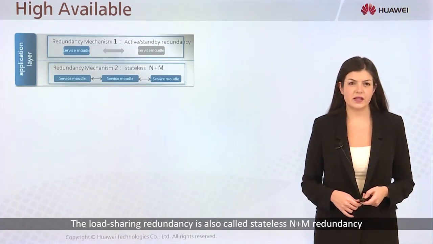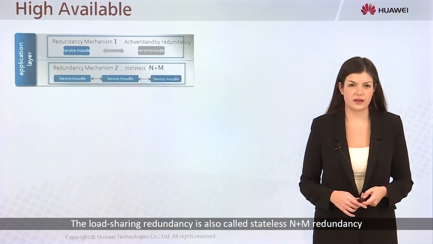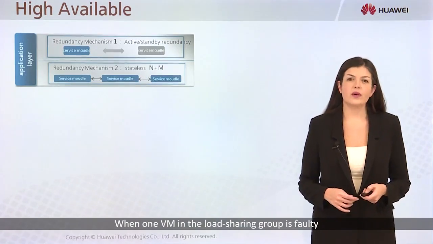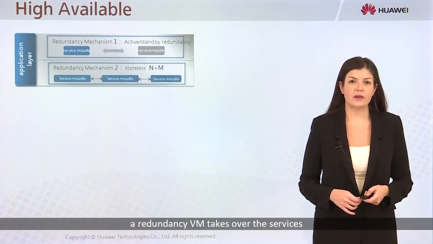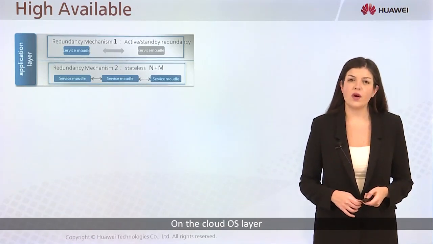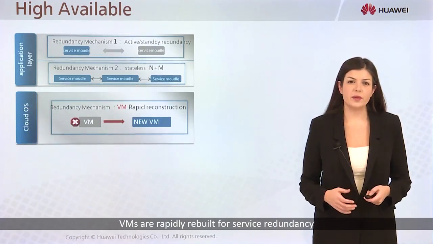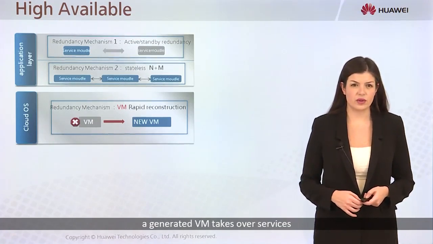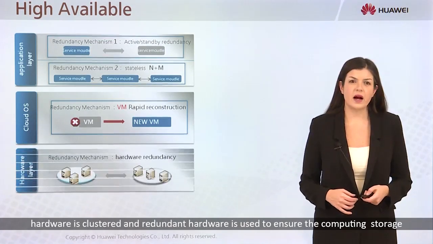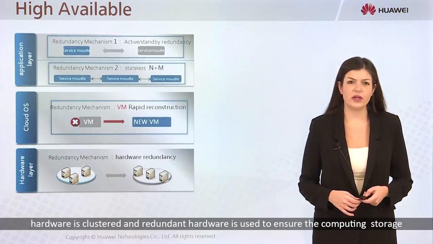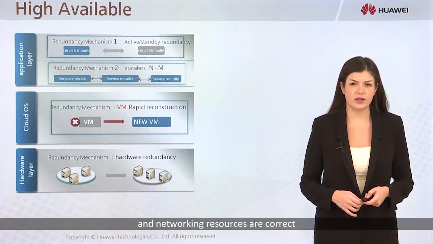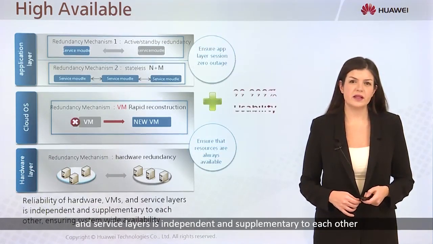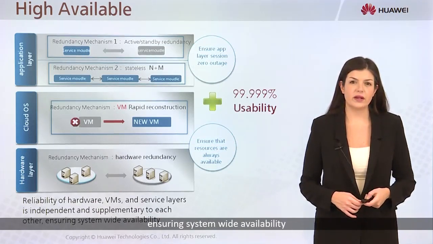The load sharing redundancy is also called stateless N+M redundancy. M VMs are for load sharing and N for redundancy. When one VM in the load sharing group is faulty, a redundancy VM takes over the services. On the cloud operation system layer, VMs are rapidly rebuilt for service redundancy. When a VM is faulty, a generated VM takes over services. On the hardware layer, hardware is clustered and redundant hardware is used to ensure the computing, storage, and networking resources are correct. Reliability of hardware, VMs, and service layers is independent and supplementary to each other, ensuring system-wide availability.